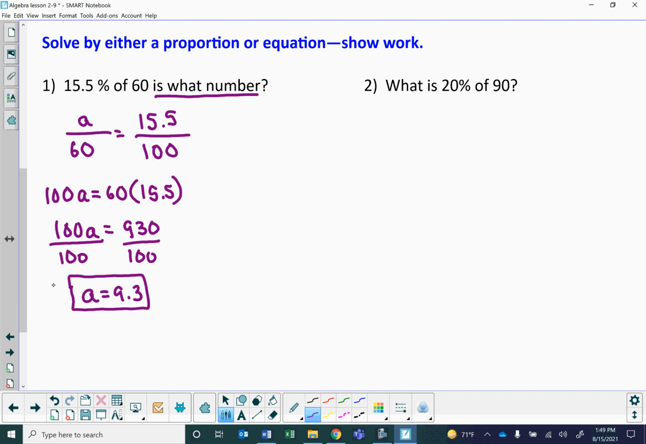Whenever you use the proportion, all you have to worry about is, do I need to put a percent sign on? Do I not need to put a percent sign on? But if you solve using an equation, the same problem with an equation, okay?